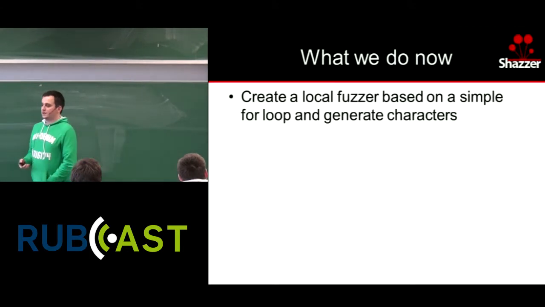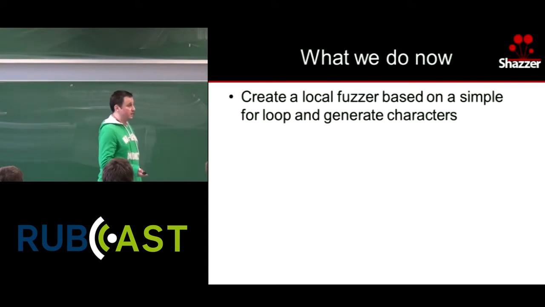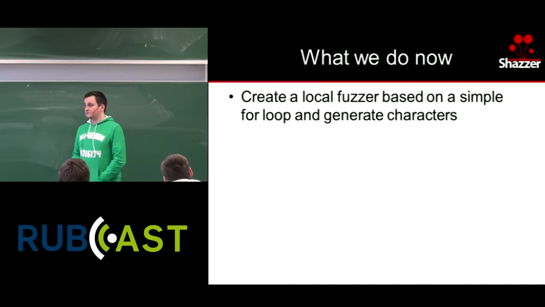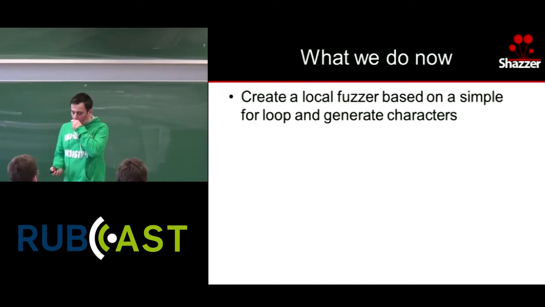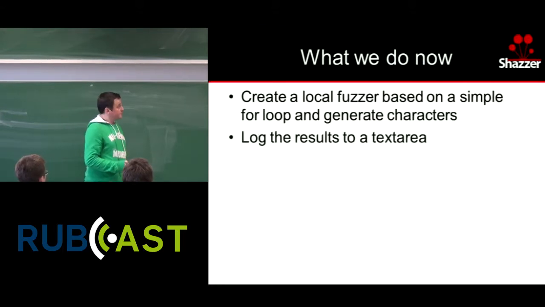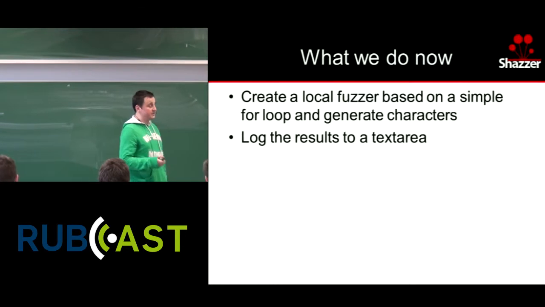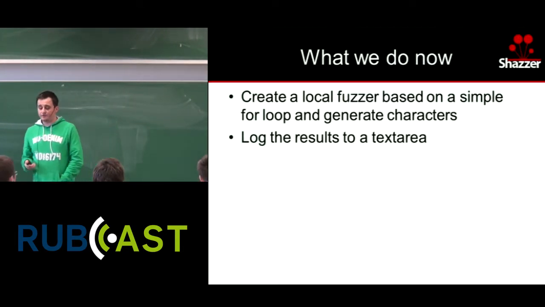So this is what we sort of do now. There are various ways of doing it. I based it on what I did originally. Shazzer is probably based on some of the code that I developed. So you can log the results to a text area. This is purely based on behavior-based fuzzing.